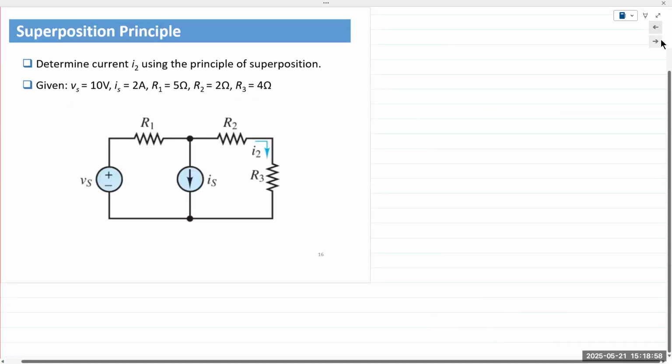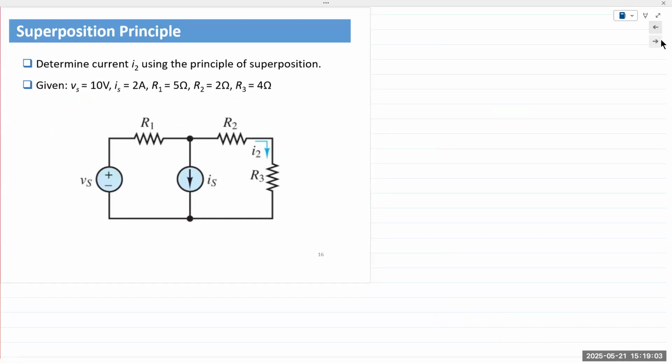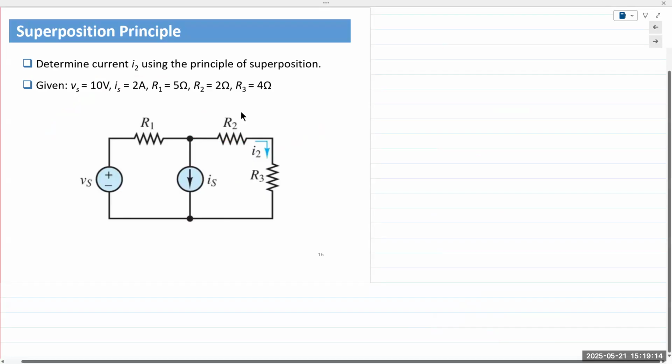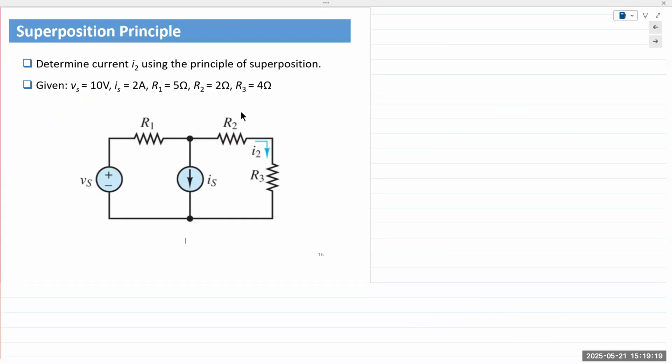All right, let's look at an example. As far as examples go, this is rather simplistic. It just has two sources and two resistors. It shows three resistors, but R2 and R3 are in series, so you can automatically combine them. So determine current I2 using the principle of superposition. I2 is already noted in the circuit diagram. It's coming from the top, and it's flowing through R2 and R3, right? So the first thing I'm going to do is combine R2 and R3 into one single resistor.